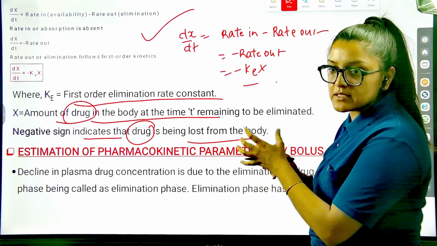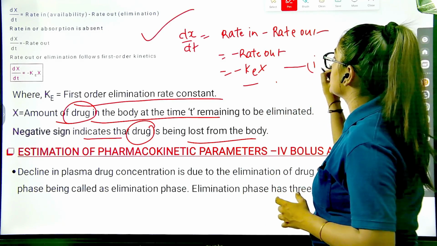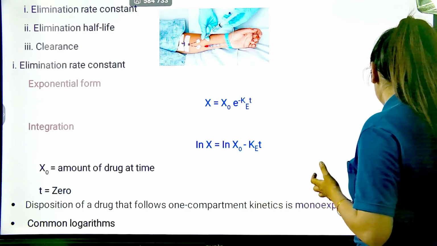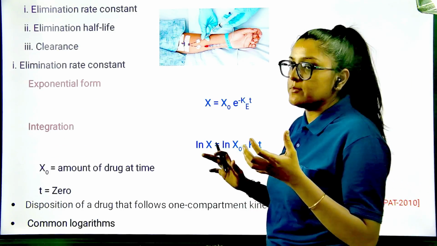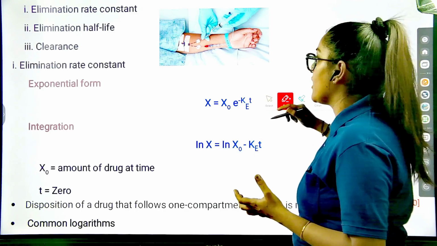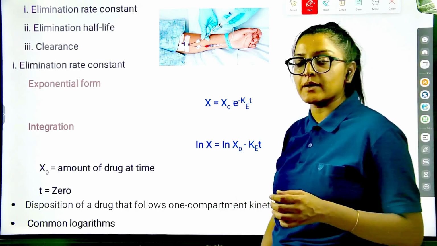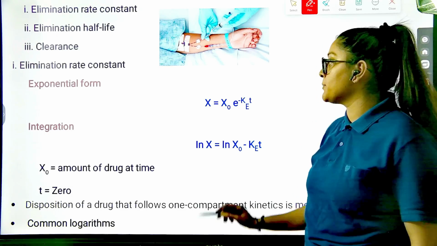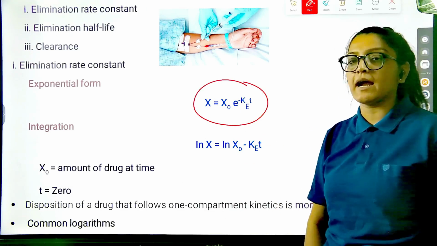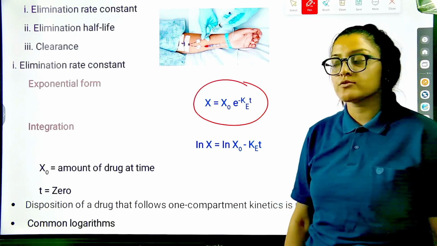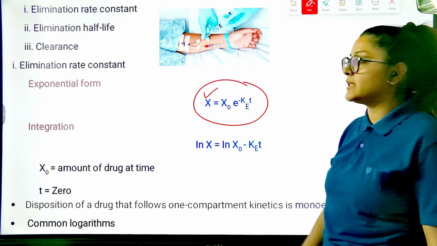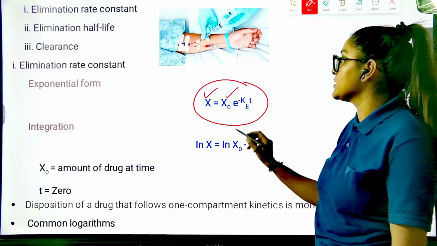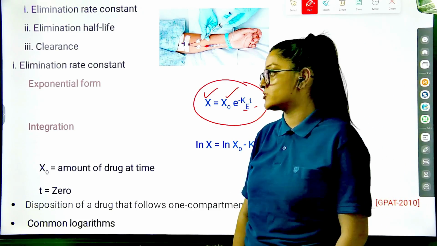Okay, now we can estimate our pharmacokinetic parameters using these equations as follows. Let's see what pharmacokinetic parameters we can follow. We can calculate the elimination rate constant, the elimination half-life, and the clearance as well. Number one, you have already seen the equation. Now that equation can be put into a simpler exponential form, that is X = X0 e^(-Ket), where X is the amount of drug at time t and X0 is the initial amount at time 0, right? We have the elimination constant and t is time, right?